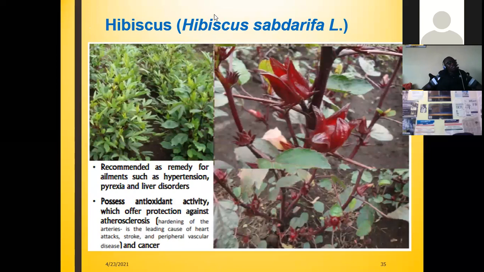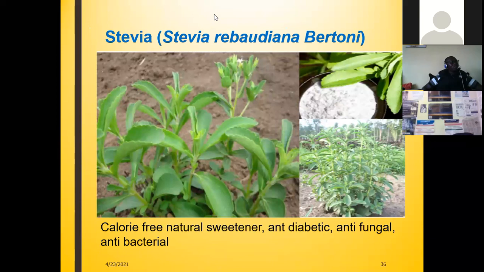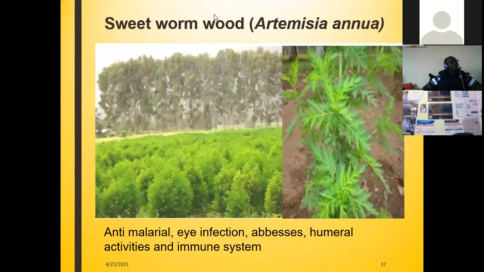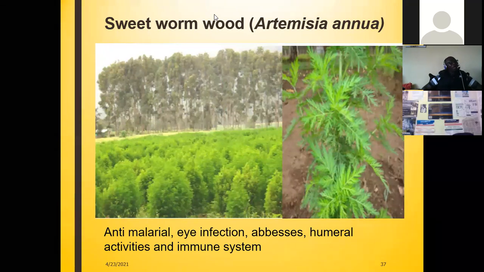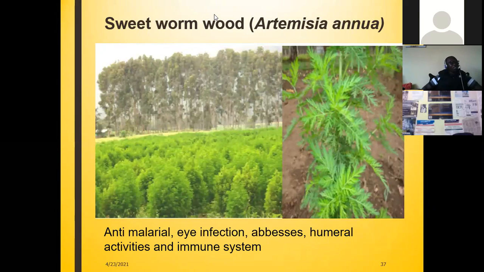The next one is the hibiscus plant, which is also very important in conditions such as hypertension, pyrexia, and liver disorder. We have stevia. This is another plant that is a calorie-free natural sweetener, very important for those who are diabetic. It is antifungal and antibacterial. Then we have Artemisia annua. Anti-malarial drugs have been synthesized from this particular plant. So it is anti-malarial. It can be used for eye infection, and even for boosting our immune systems.